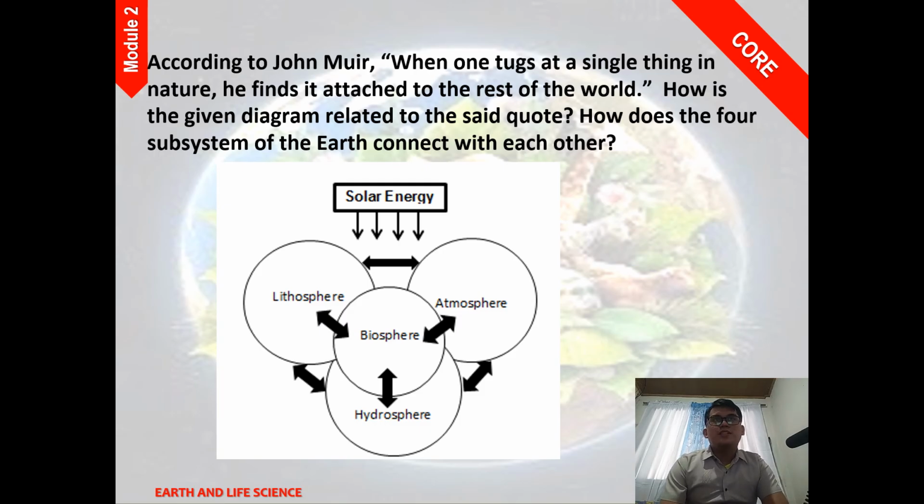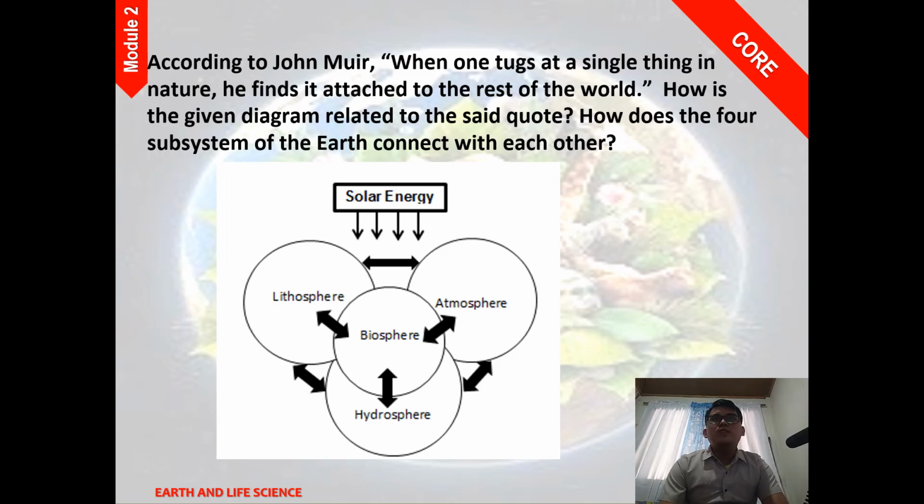To answer it, the Earth consists of four subsystems. Across its boundaries, matter and energy flow. The atmosphere, which is the air, the biosphere, all the living things, the hydrosphere, all the waters of the Earth, and the geosphere, or sometimes called lithosphere, which is the land.